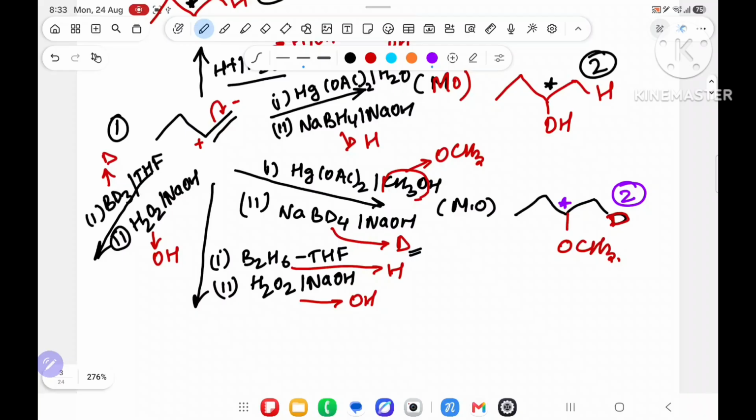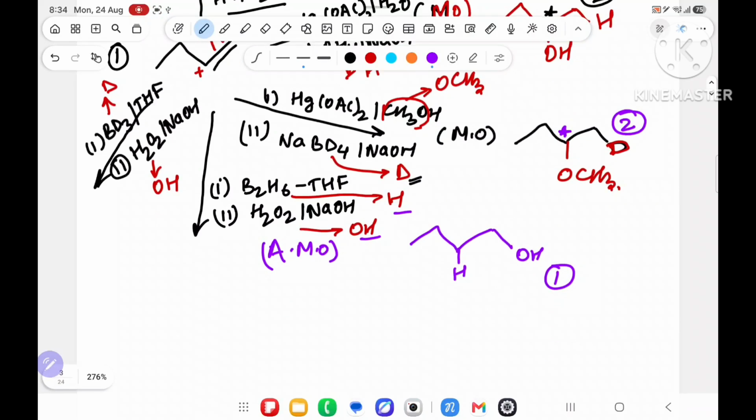Mirror image. Over here, it will follow anti-Markovnikov's rule. Lesser hydrogen will get hydrogen and more hydrogen will get OH. And this time an OH is there. Is there any chiral center? No. So only one compound will form.